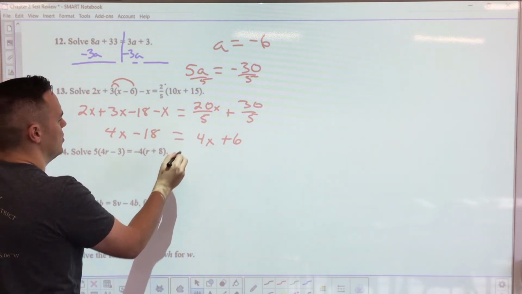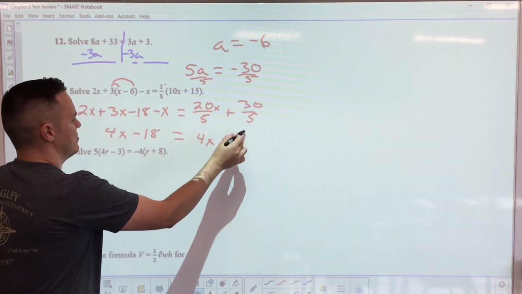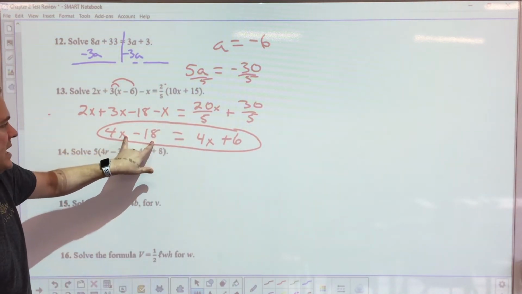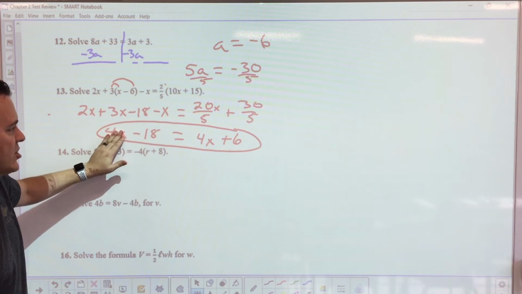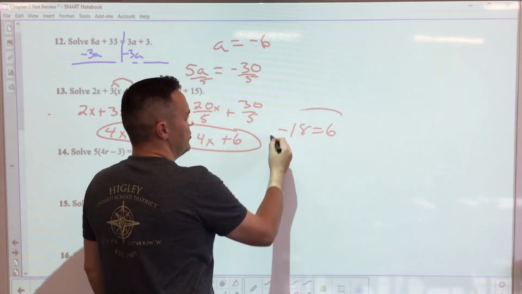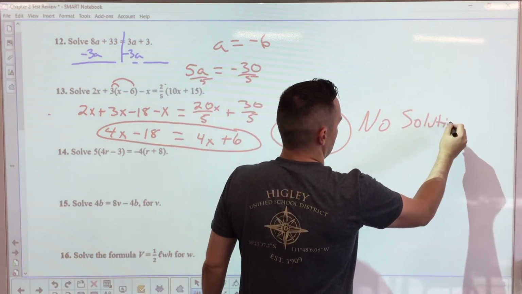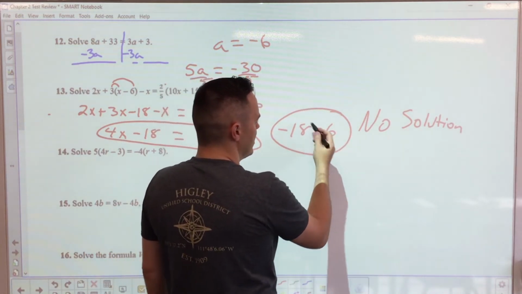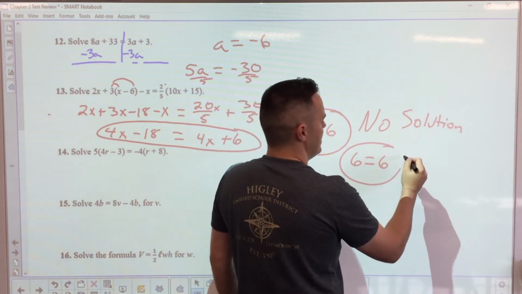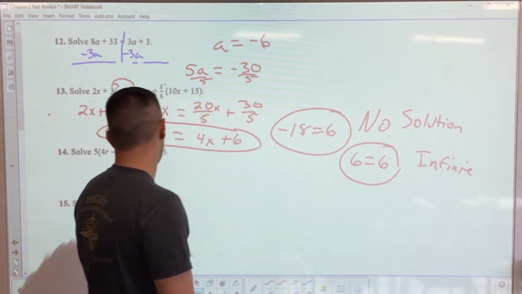minus 18 equals. Now, I can stop here because my next step is going to be subtract 4x from both sides. All right, if I subtract 4x from both sides, what am I going to get? All right, these x's are going to cancel out. I'm going to get negative 18 equals 6. And remember, if you get a solution like this, that is no solution, because it's impossible. If you were to do this on the test, ladies and gentlemen, and you were to get 6 equals 6, remember that means infinite solutions, or all real numbers. Just remember that key term, all right?